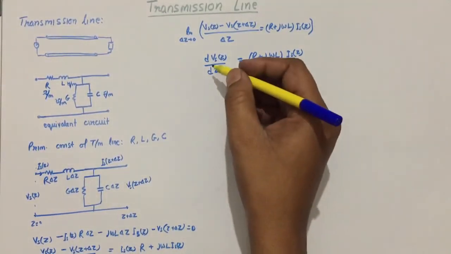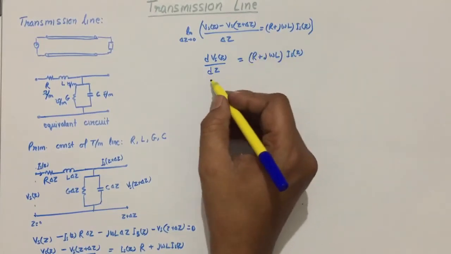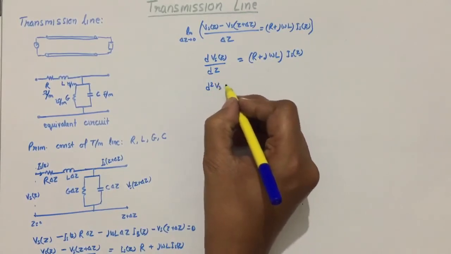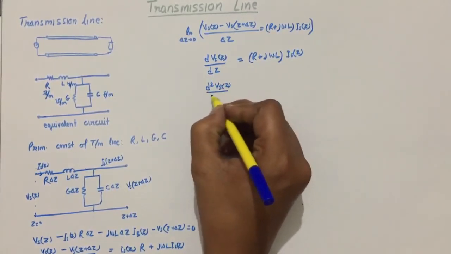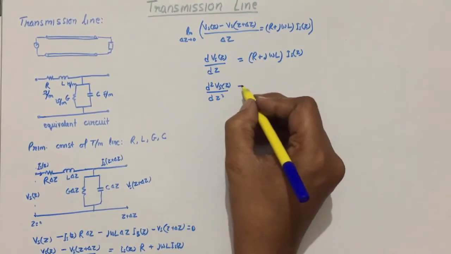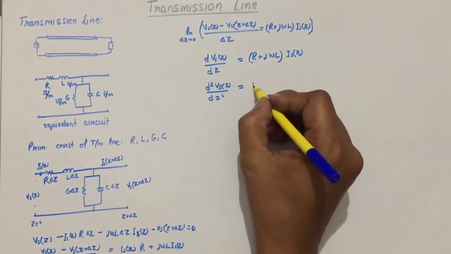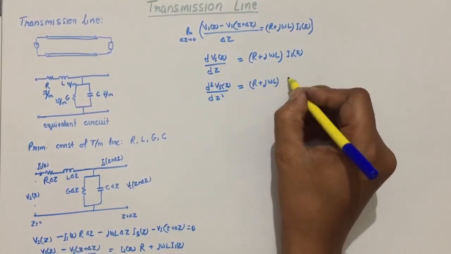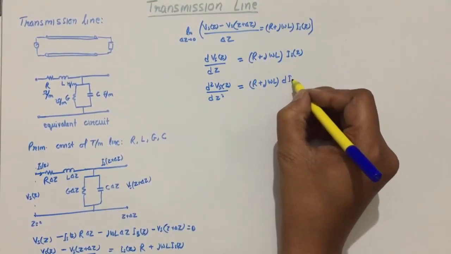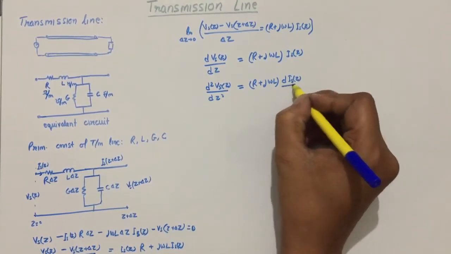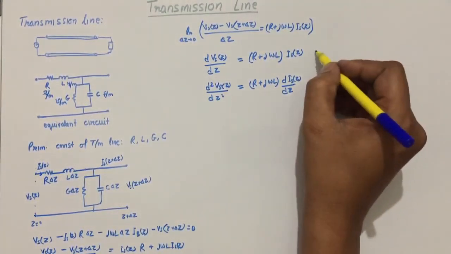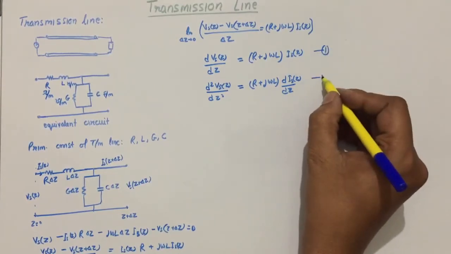Now let us differentiate once again to get the wave equation similarly. So we can write d²V/dz² will be equal to (R + jωL) times dIs(z)/dz, since this is z dependent. This is the final equation that we can have for future reference. So equation number 1, equation number 2.